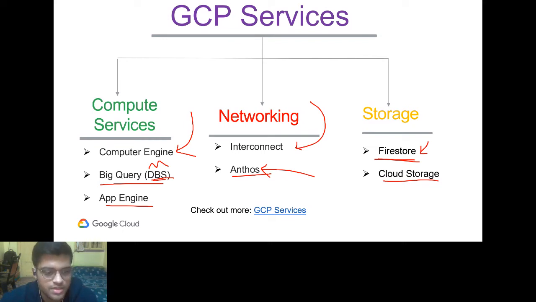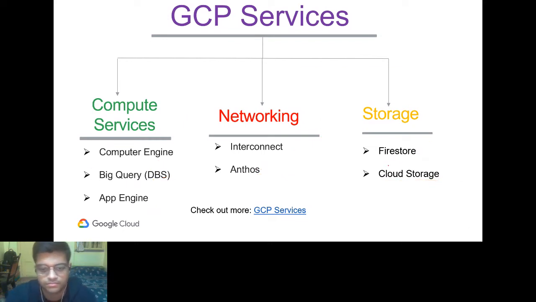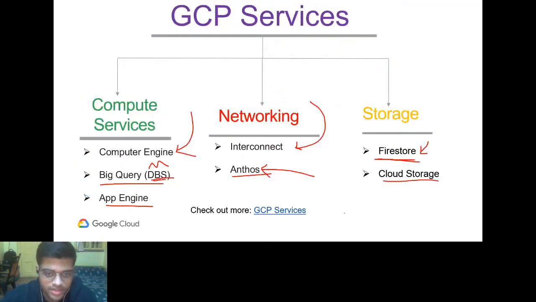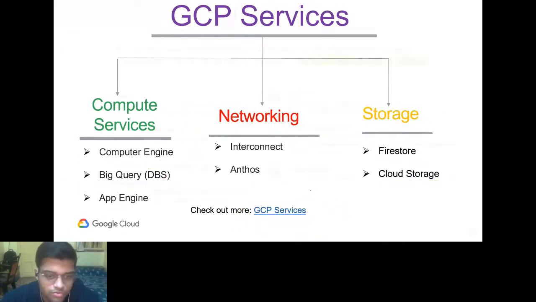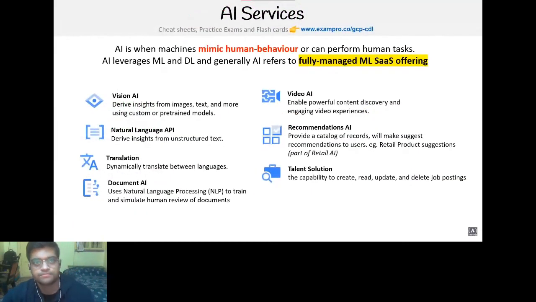Well, with that being said, let's move on. When you get this PPT, you also have this link. This will link to the other GCP services that you have. There are some services that are on the free tier and some services that are exclusively on the premium and paid tier. So do check out those. Now, AI services.